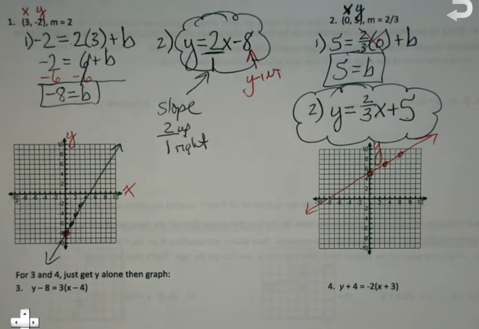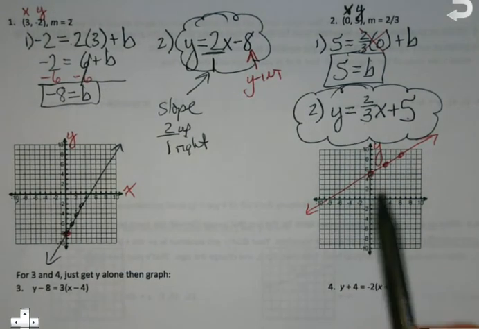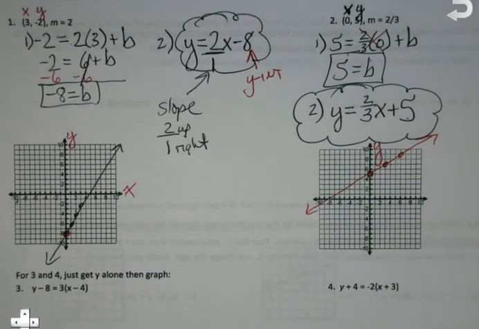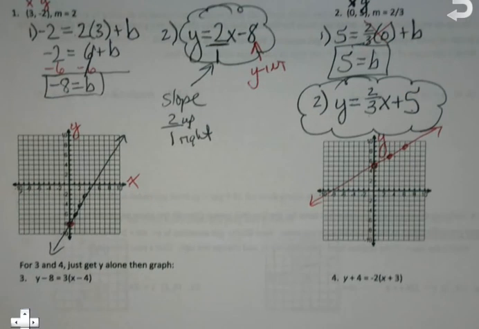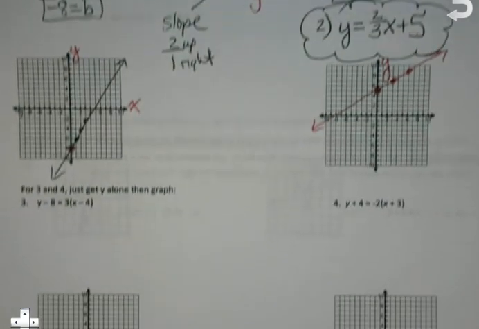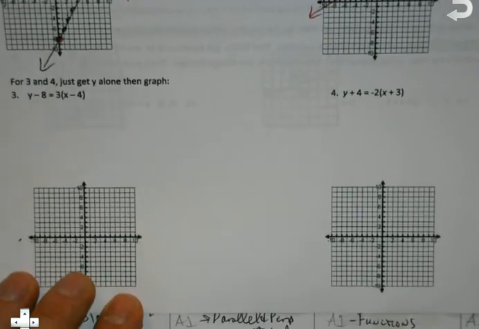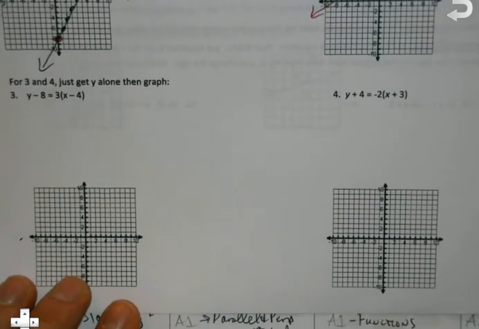And there's some things I know about this. Like I see that's a positive slope, so I know my line should be going up to the right. If it doesn't, I know something's not quite right. So that's what I do if I have a point in the graph. For the next part, let's just get y alone and then graph.